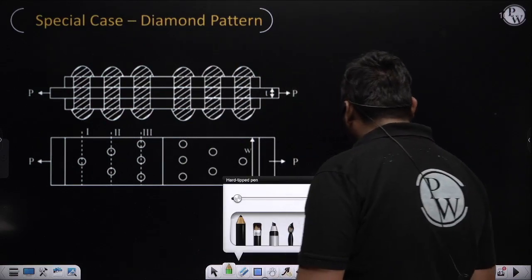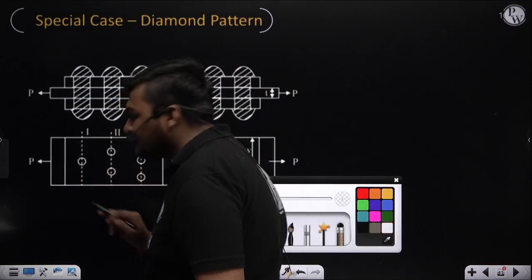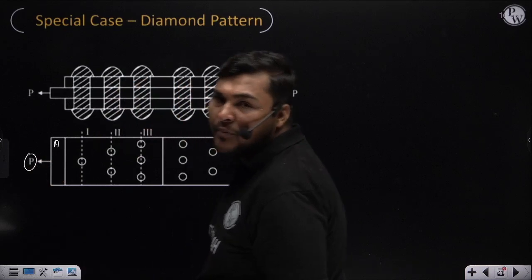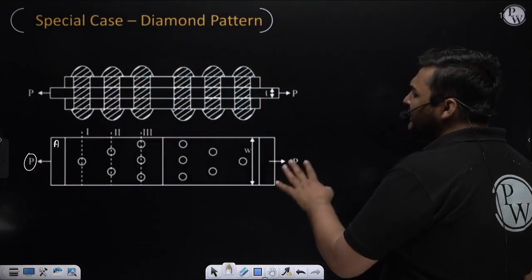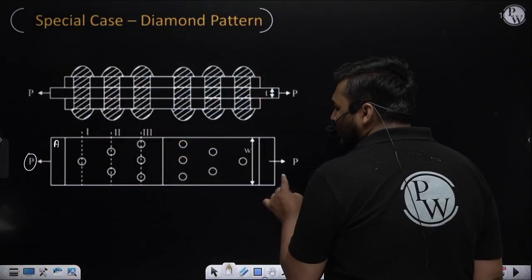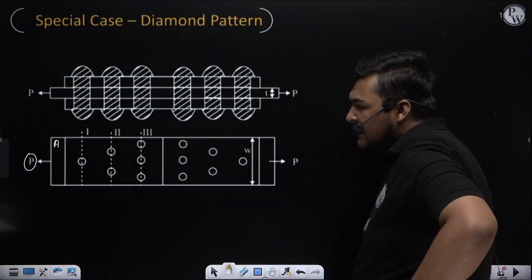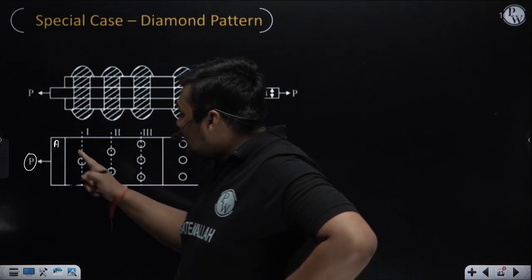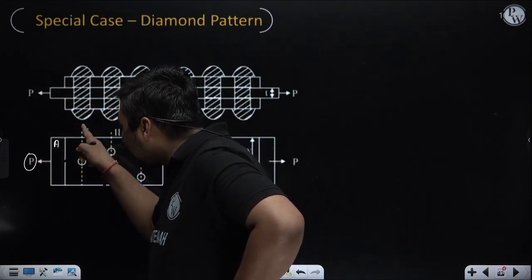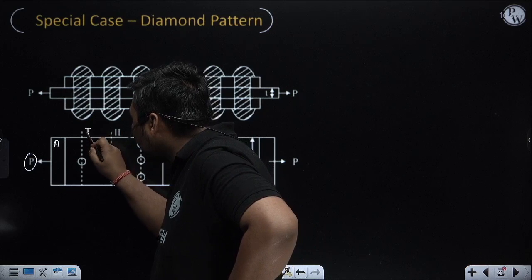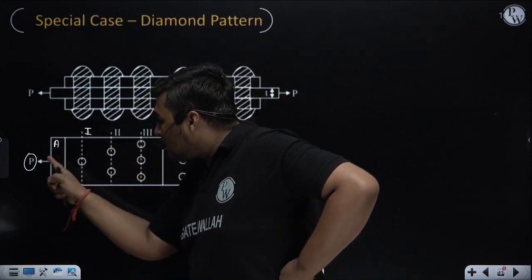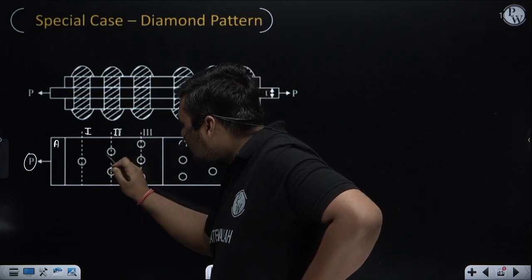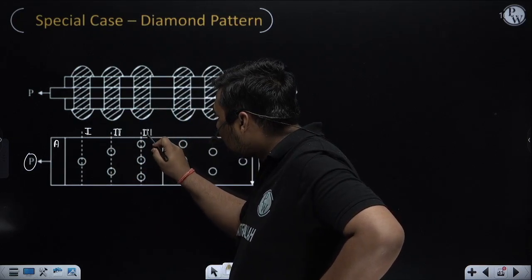Now, to explain diamond pattern, suppose I am considering this plate. This plate is plate A. So I am considering the load P of plate A. Instead of that, if you want, you can also visualize through plate B, but right now I am visualizing through plate A. Now the nearest row from this load P of plate A is this. This row I am denoting as row 1. Now the next row from this load P is this. I am denoting this row as row 2. Now after that the next row is row 3.